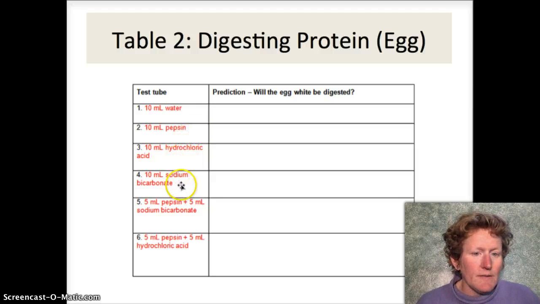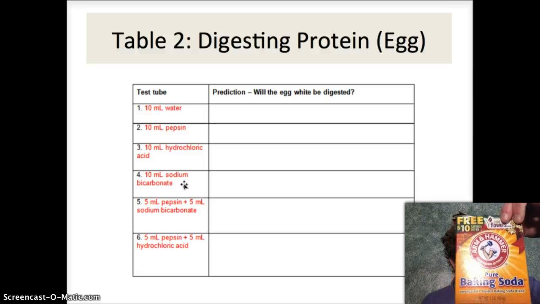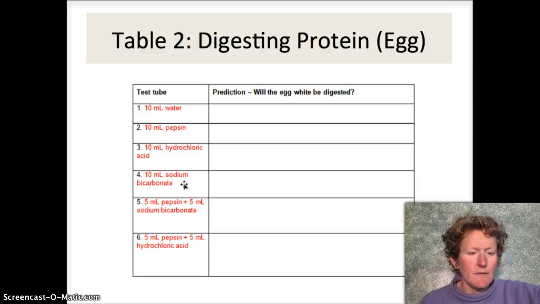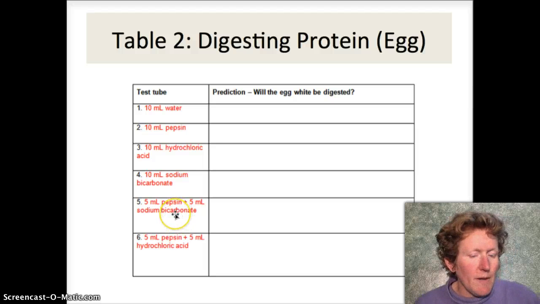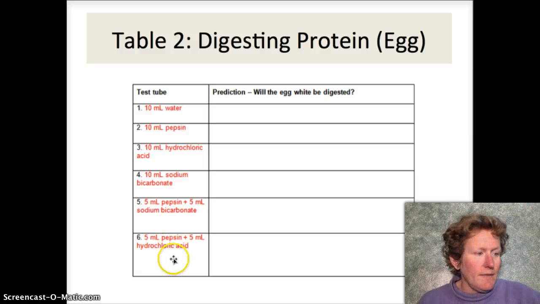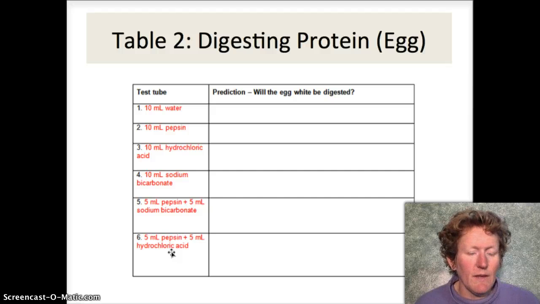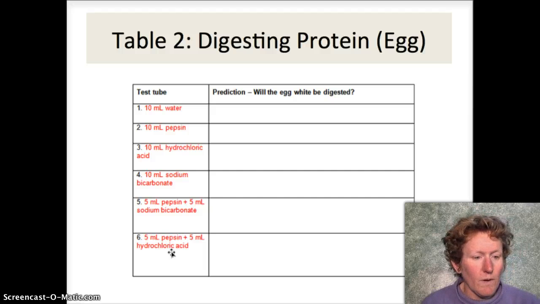There's hydrochloric acid. There's sodium bicarbonate, which is just what's in baking soda. That's a base. It's the opposite of an acid. There's pepsin and sodium bicarbonate, so we're going to see if pepsin works in a basic environment. And then there's hydrochloric acid, which is basically what's in Lime-A-Way. Well, actually that's sulfuric acid, but it's a similar pH to Lime-A-Way or really concentrated vinegar.